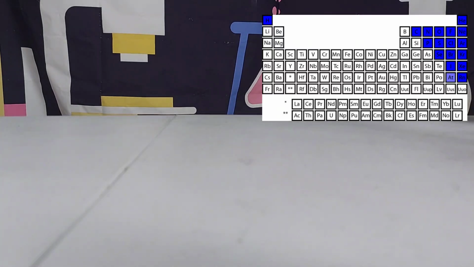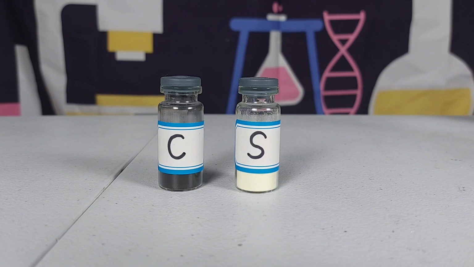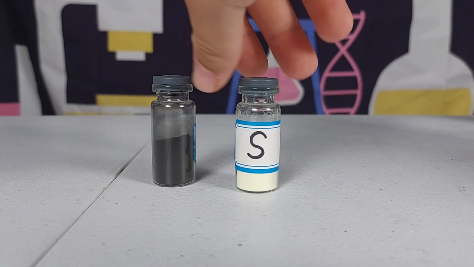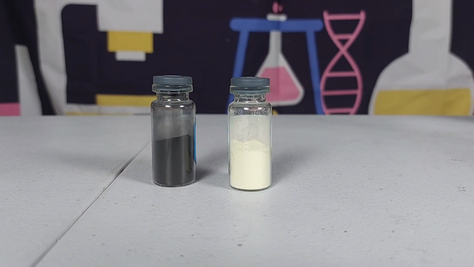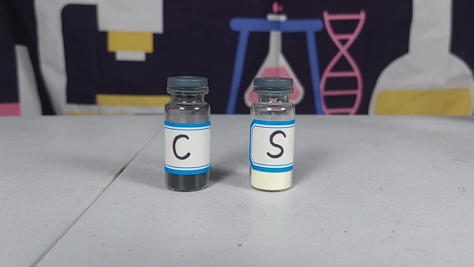Now let's talk about non-metallic elements. So let's bring out carbon and sulfur as examples. Now you can see here that they're not that shiny. Non-metals in general aren't very shiny. Another feature of non-metals is that they're very bad at conducting electricity. The only common non-metallic material that can conduct electricity is graphite. Every other non-metal doesn't conduct electricity. In addition, non-metals are generally brittle.